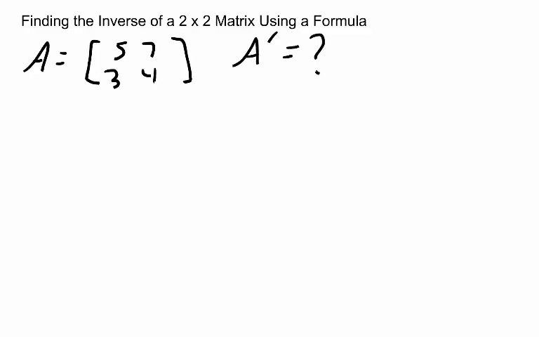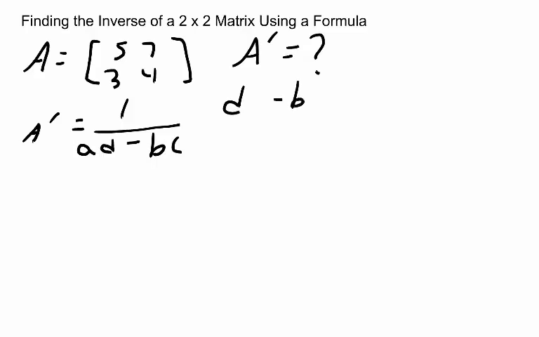So we have matrix A, which is a 2 by 2 matrix, with row 1, 5 and 7, and row 2, 3 and 4. We want to find A prime using a formula. The formula is A prime equals 1 divided by A times D minus B times C, times D, negative B, negative C, and A.